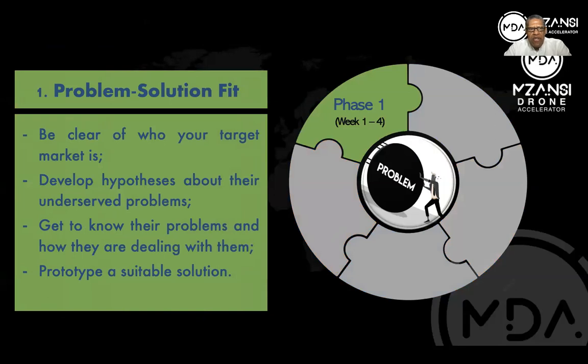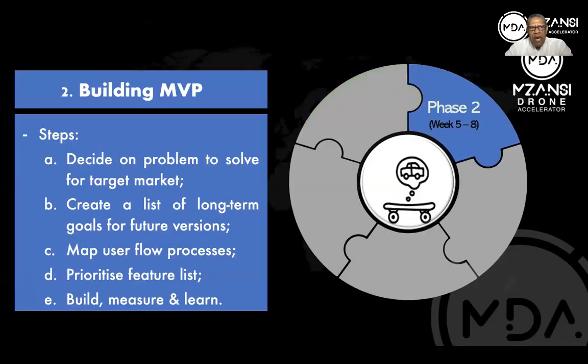You'll remember on problem solution fit, we said you've got to be clear of who your target market is. We developed hypotheses about their underserved problems, get to know their problems and how they're dealing with the problems currently. And then we went into prototyping a solution, prototyping as a verb. And then in phase 2, this is the past 4 weeks that we've been busy building an MVP. The steps were to define the problem to solve and the target market, to create a list of long-term goals for future versions, map out the user flows, prioritize the feature list, and build, measure, and learn. This is the MVP that we've been working on over the past couple of weeks.